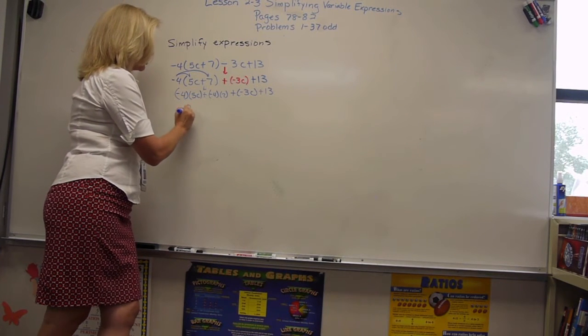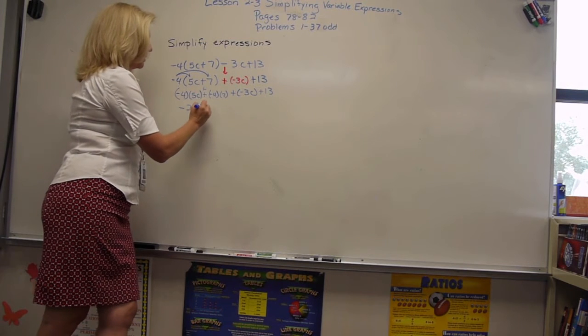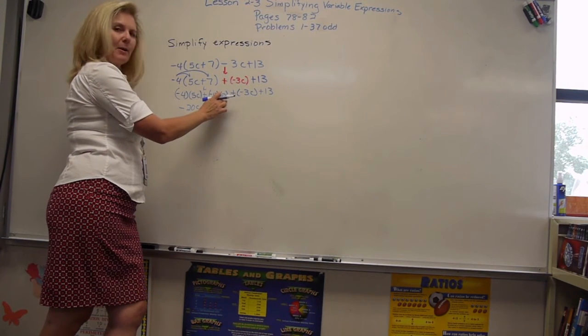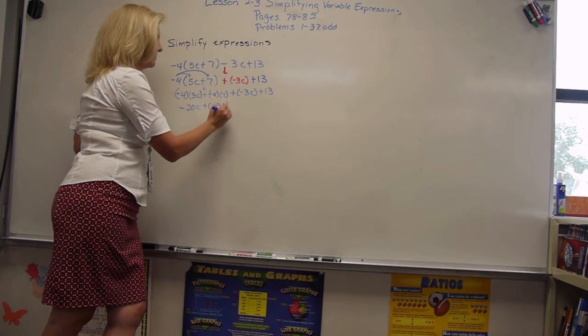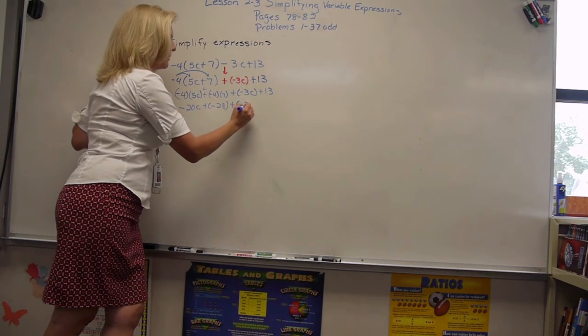4 times 5 is 20c. Plus, a negative times a positive is a negative. 4 times 7 is 28. Plus, and I'm going to keep everything else the same.